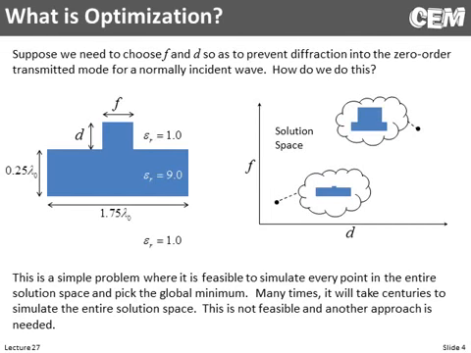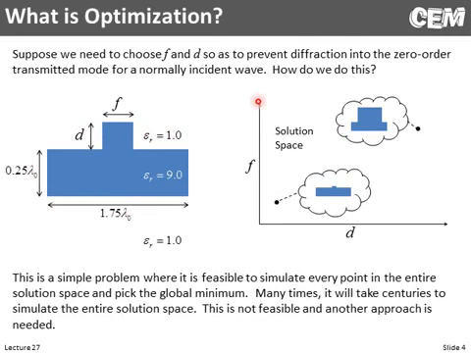So first, what is optimization? Well, let's say we have a diffraction grating, and what we want to do is prevent any diffraction into the zero order transmitted mode. So we have an incoming wave, and it diffracts into potentially a bunch of different directions, and we have a zero order mode. We want all of the power to go into those higher order modes and not the zero order mode. And we want to do that just by adjusting the depth of the grating and the duty cycle of the grating. So D and F.